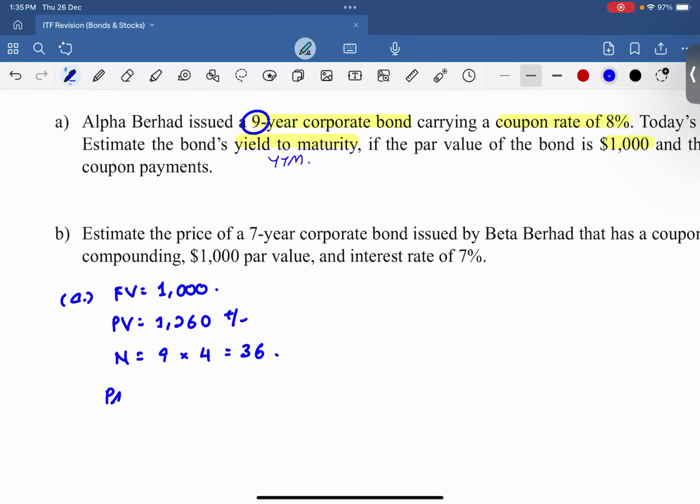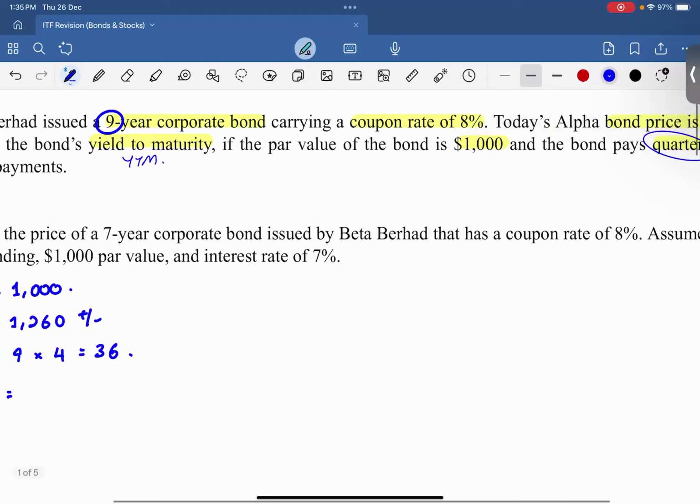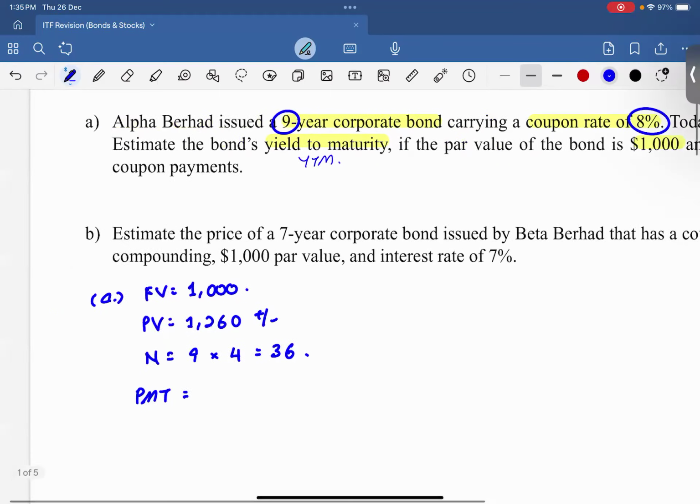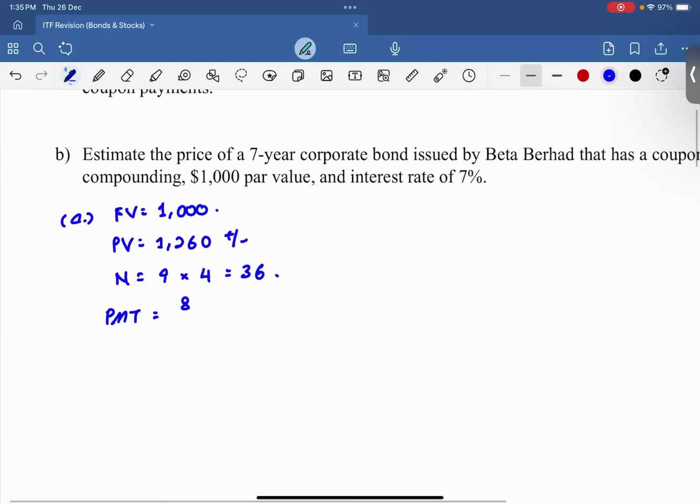Okay, and what about the coupon payments? The 8% over here is per year. I will need to divide by 4 because there are 4 periods in a year, times the 1000. So how much do I get in every period? I will get 20.